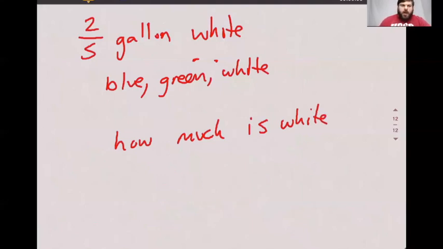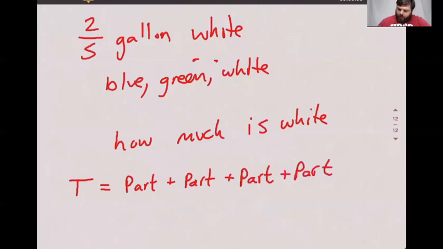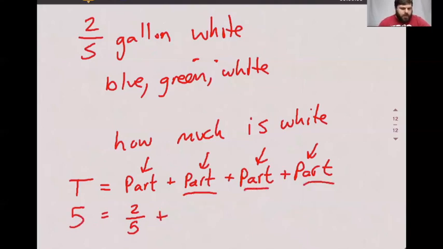Okay, so let's think about this as the total equals the first part plus the second part plus the third part plus the fourth part. Now, why are there 4 parts here? Well, here's my 2/5 gallon that I put in there. Okay, here's the blue, here's the green, and here's the white. So if I put 2/5 of a gallon in there, I've got 2/5 of a gallon. I know that there's a 5-gallon total, and I know that these 3 parts are actually equal to each other.